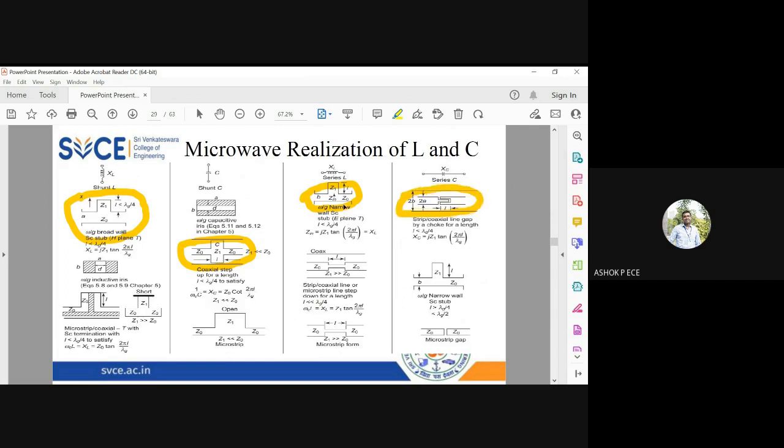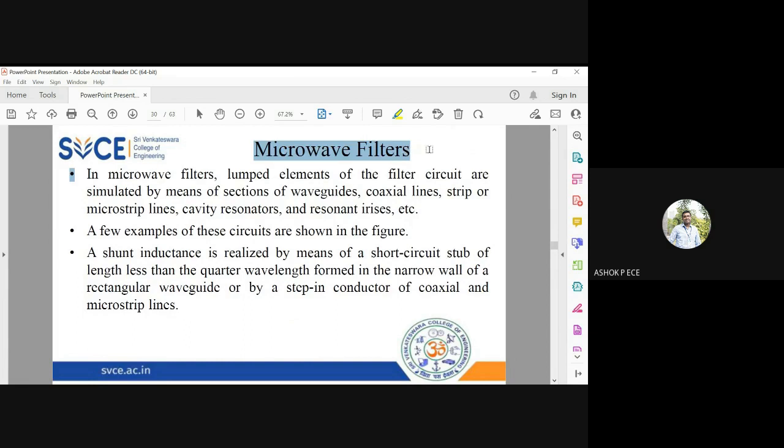So for coaxial cable they have given, for microstrip they have given, and for the conventional one also they have given, three diagrams for each of the cases. So depending on what frequency you are going to operate and what components you are going to use, you can replace that particular component with each of the below structures to have the necessary effect of L and C. In microwave filters, lumped elements are simulated by means of waveguides. So we don't use conventional RLC here. We are going to use waveguides. Okay, so that's what is shown here.